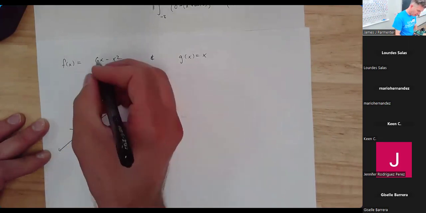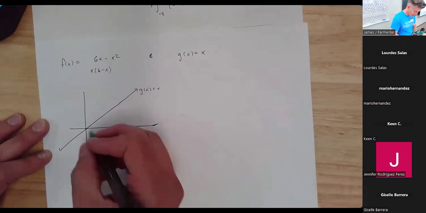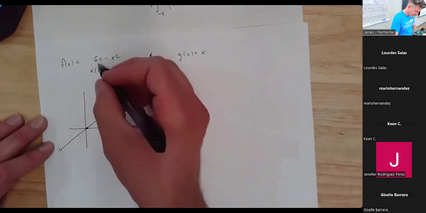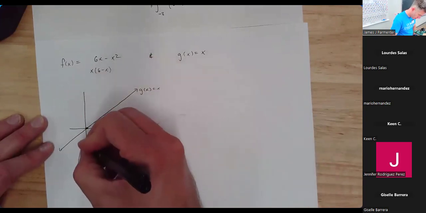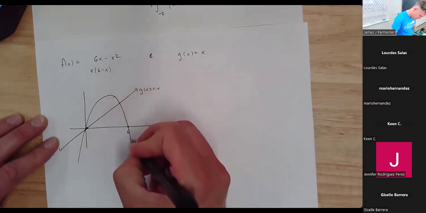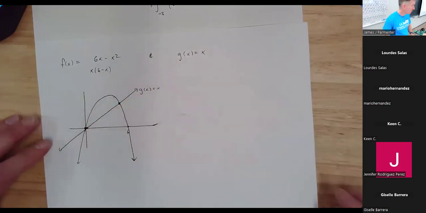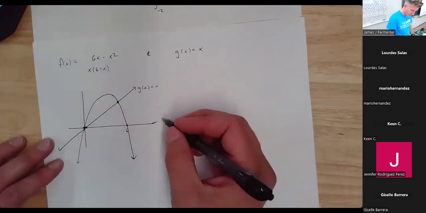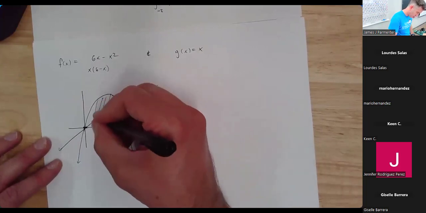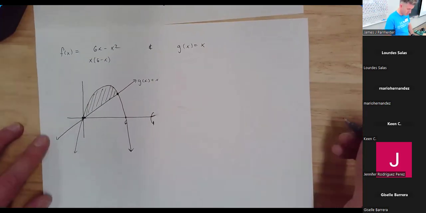And 6x minus x squared, you can factor out an x times 6 minus x. And so your intercepts are 0 and 6. So this downward opening parabola looks something like this. Again, with two points of intersection. And if we wanted to find the volume of this region revolved around the x-axis, again, same idea as usual.